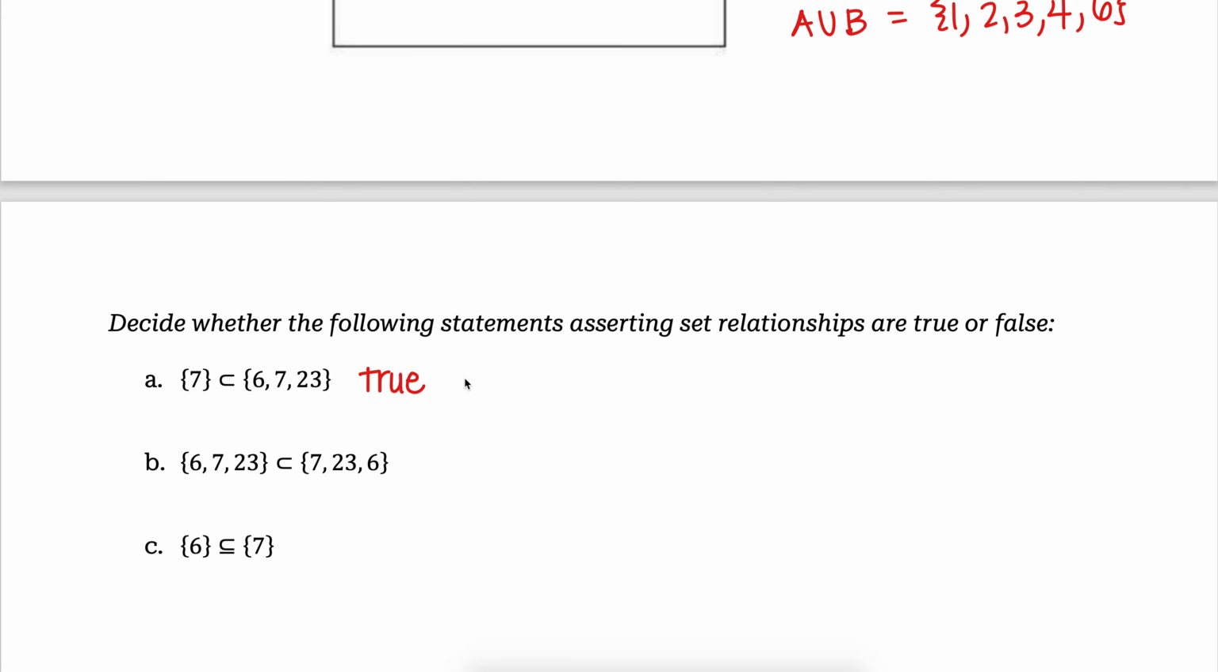Part B, the set containing 6, 7, 23 is a proper subset of the set containing 7, 23, 6. This one, even though the sets have the same 3 numbers, it's going to be false, and it's because the 2 sets are equal. To be a proper subset, that first set has to be, I'm putting this in quotes, smaller than the second one. So you could say the set containing 6, 7, 23 is a subset of the set containing 7, 23, 6. It's just not a proper subset.